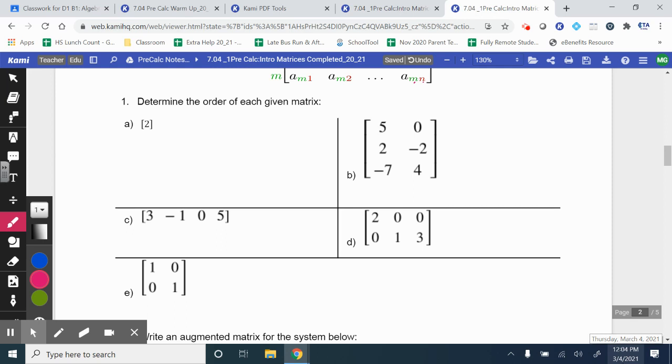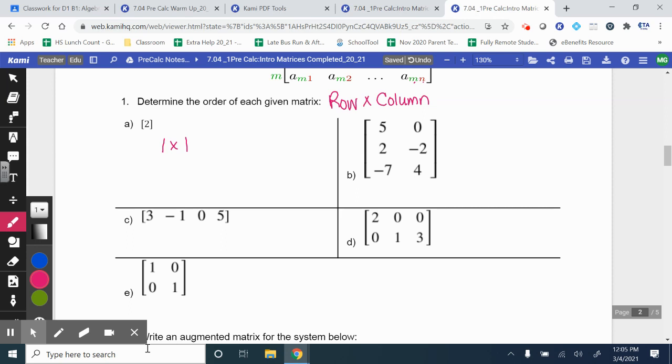So first of all, let's talk about the order of each matrix. So pretty much order is asking you to find the size of it. So when you do the size, it's always rows by columns. I always remember RBC, rows by columns. R for rows, B for by, C for column. So if you want to say rows by columns, you first look at the matrix. So in letter A, we have just one element in our matrix, and that's a 2. So if I want to say the order of it, it has one row and it has one column. So it's a 1 by 1 matrix.